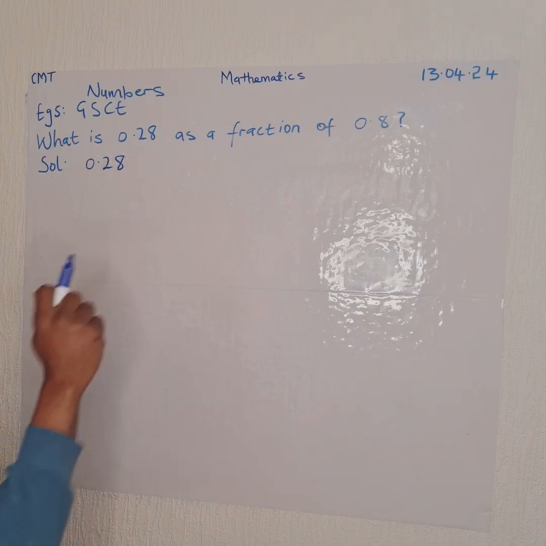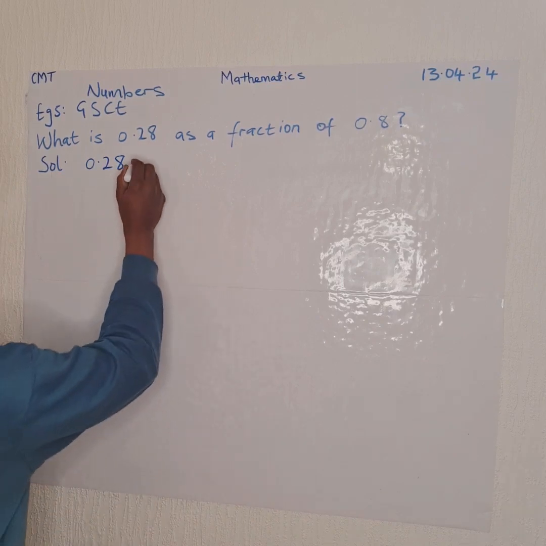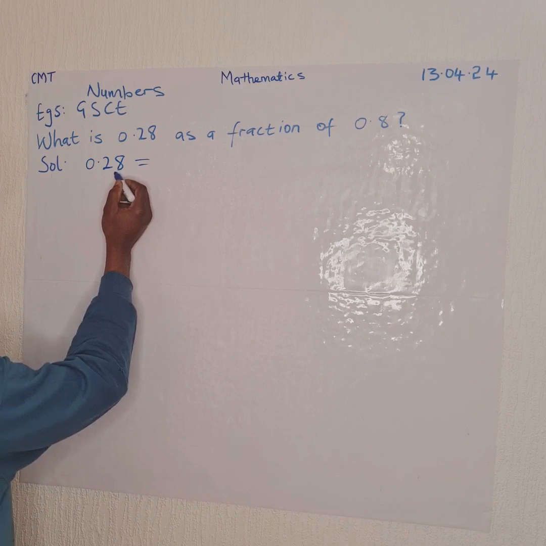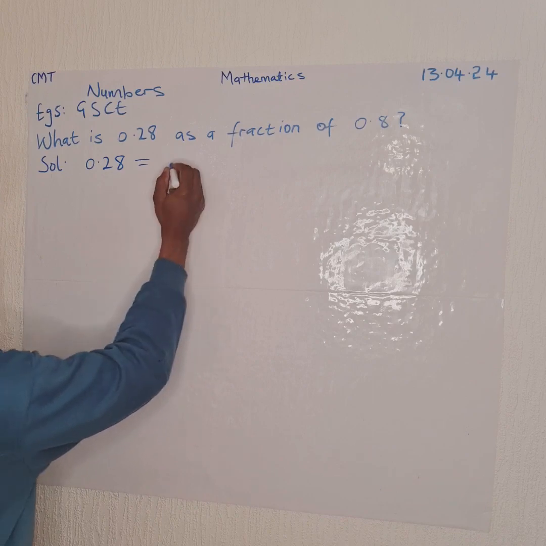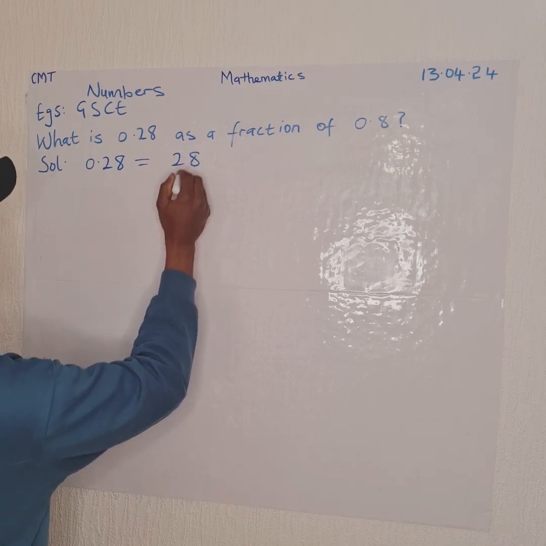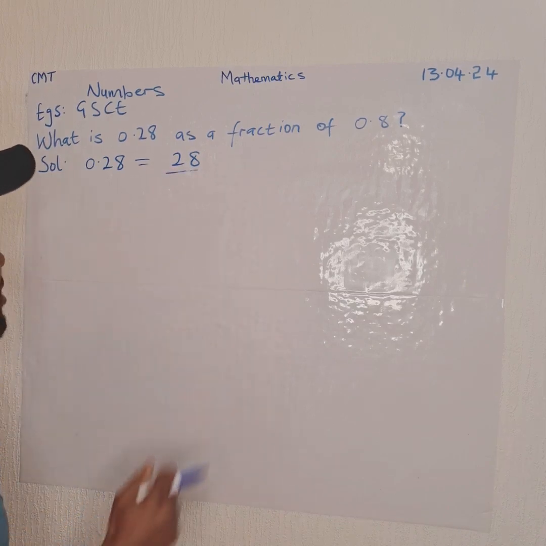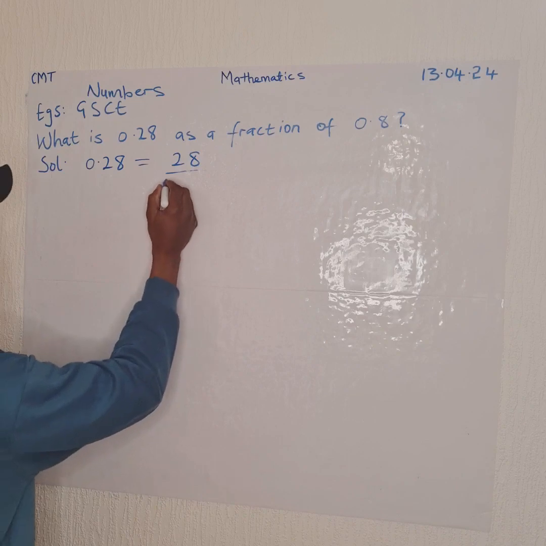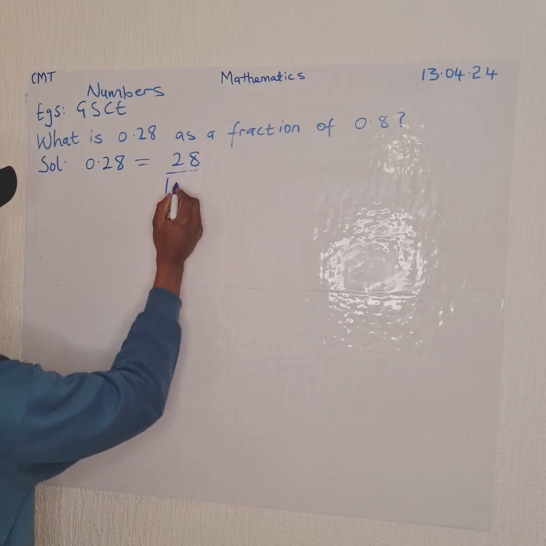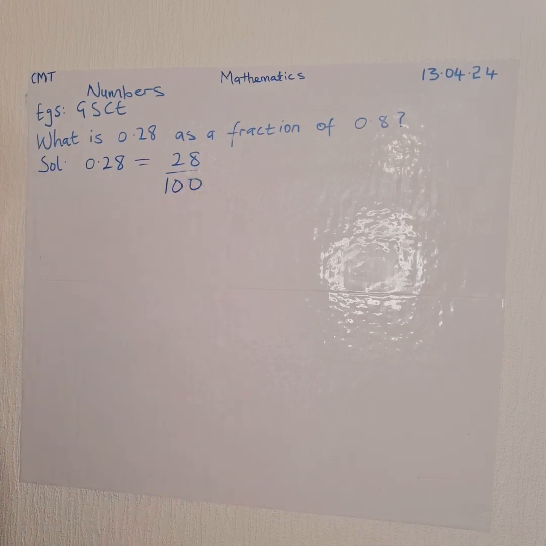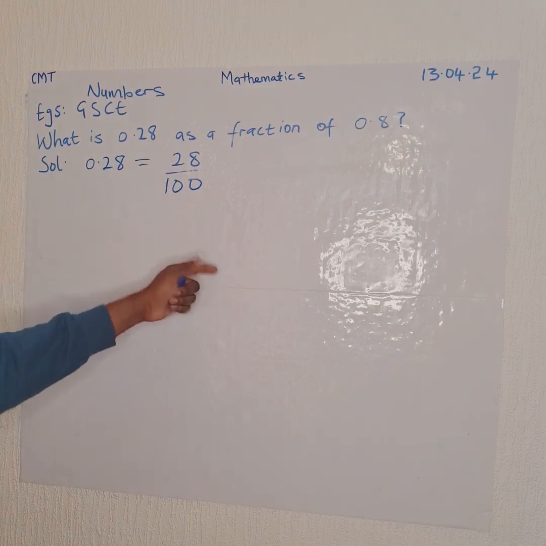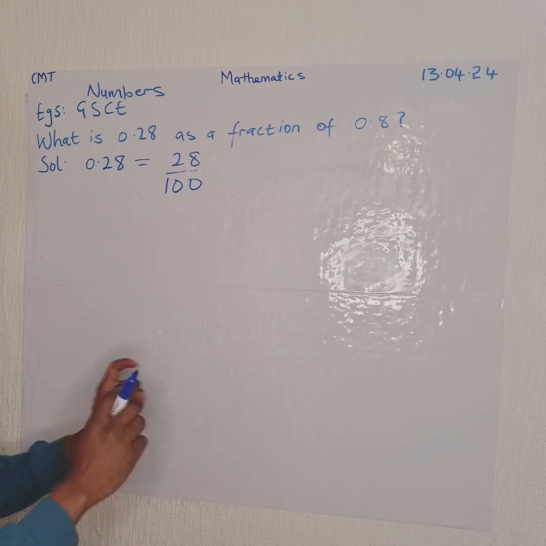0.28 as a fraction, first of all, means I take the integers in the decimal number, which is 28. I put my fraction sign, which is division, and then this decimal point I replace with 1, the rest I replace with 0. I got 28 over 100. I need to reduce it to its lowest term, to its simplest form.